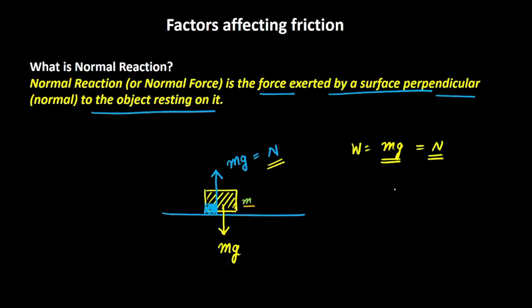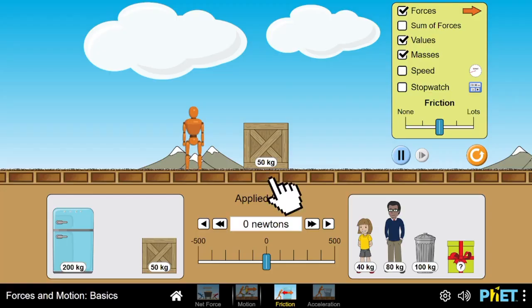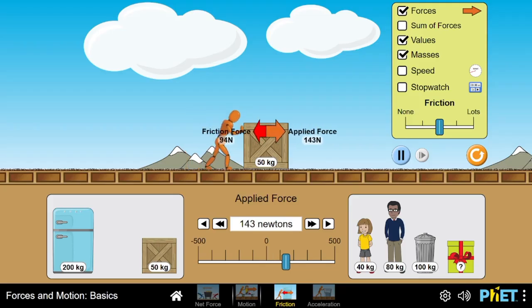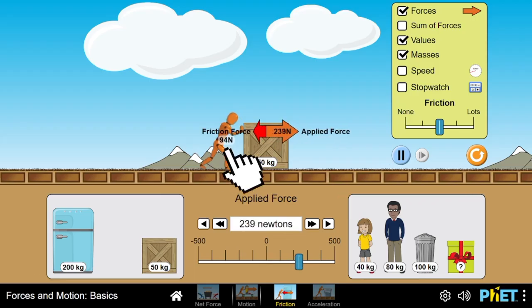So let's understand what effect this normal reaction has on the friction. Now, let's say in this case, the mass of the box is 50 kilograms. So the weight would be 50 times the acceleration due to gravity. If we assume the acceleration due to gravity roughly as 10 meter per second square, we can say that roughly the weight of this body would be 500 newtons. And if the weight is 500 newtons, in this particular case, the normal reaction will also be 500 newtons. Now, let's see what is the frictional force in this situation. So as I'm trying to move this body and the body has started to move, we can see that there is a frictional force of 94 Newton in this case.